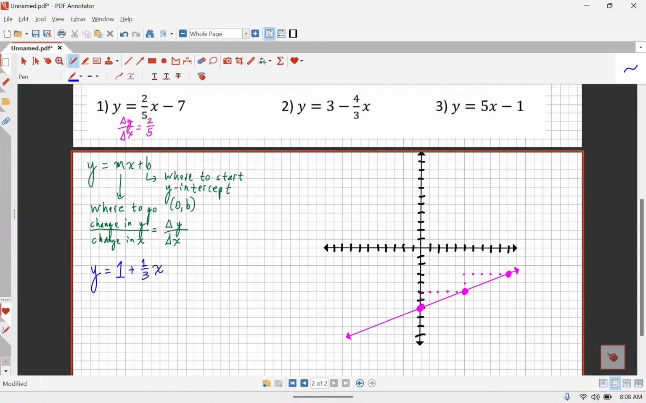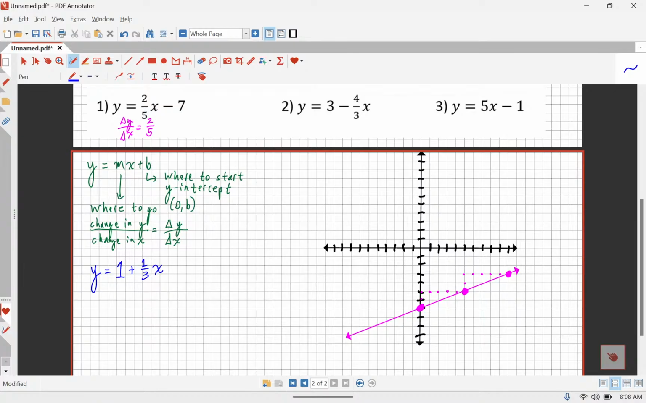1/3. Which part's telling me where to go? Up, down, left, right? Which one's telling me how to go where? The slope. On this one right here, 1/3, that's actually the change in y over change in x. Will you write change in y over change in x equals 1/3? That might be helpful, because then we can just point to the stuff we need. So what is my change in y? The 1. And what is my change in x?